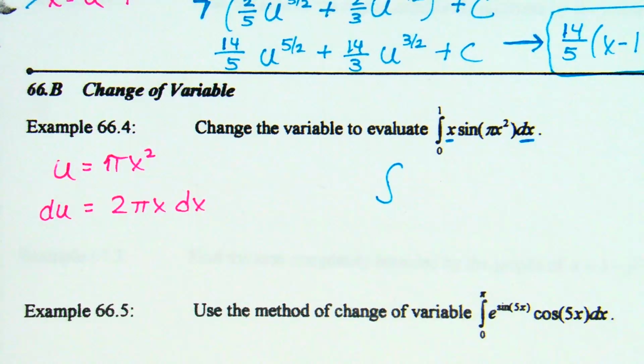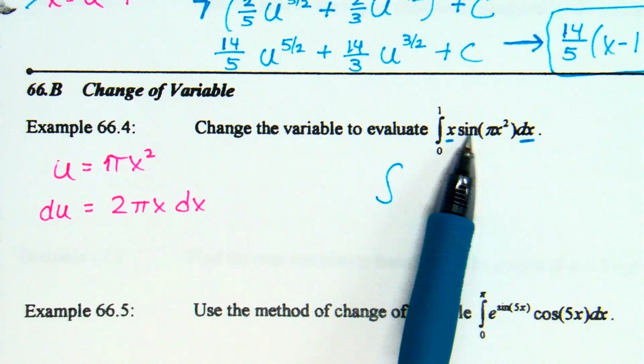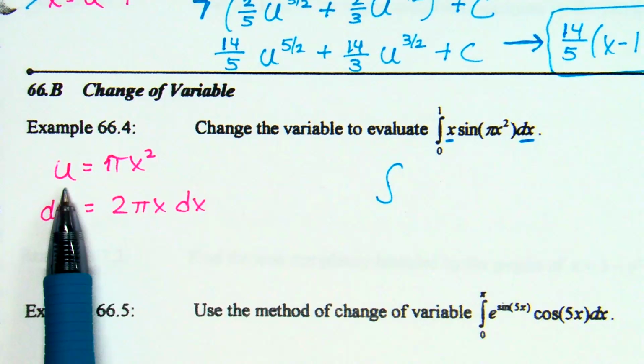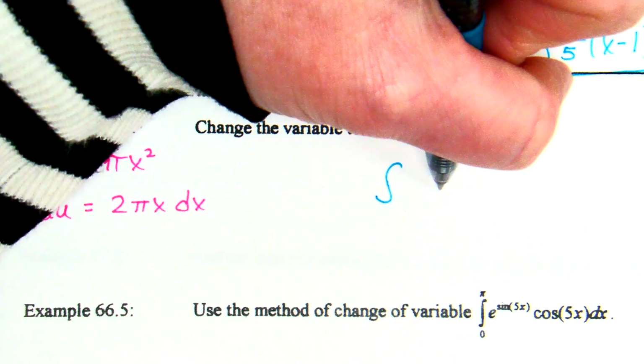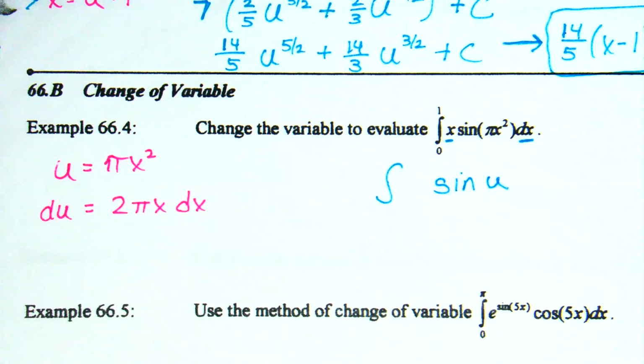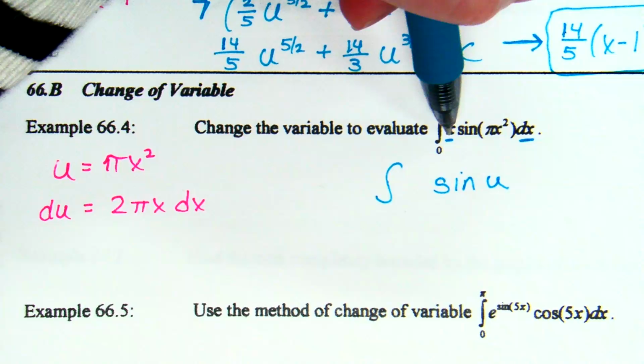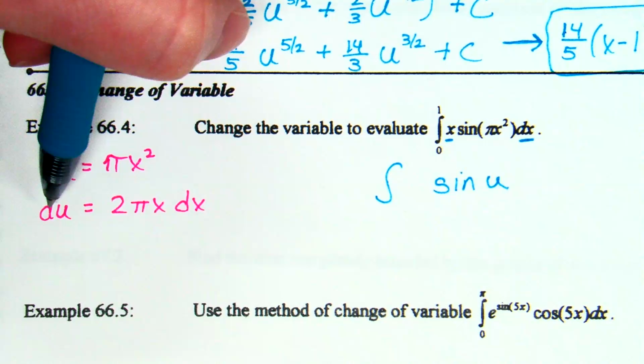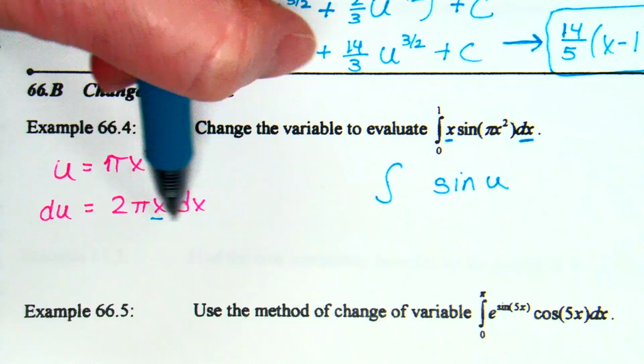Okay, so let me actually backtrack. Pi x squared is what we used for u, correct? So we're going to be integrating sine of u, correct? Now we have to make sure all of our other pieces match up, right? So I have an x and a dx besides. Over here, can I just put du in as it is? Does it match everything up? It matches up x and dx.